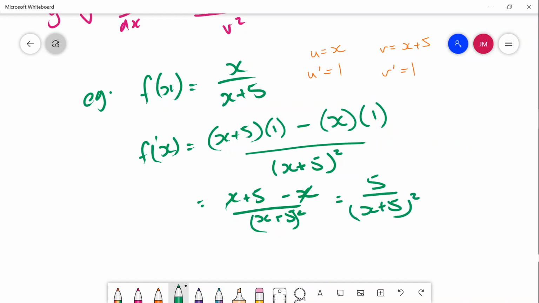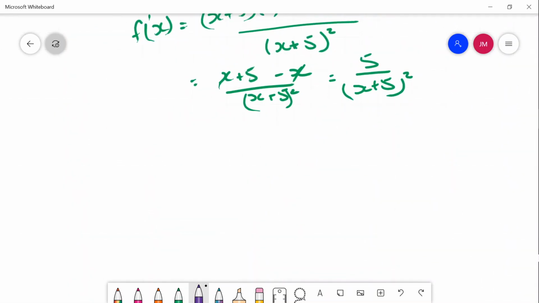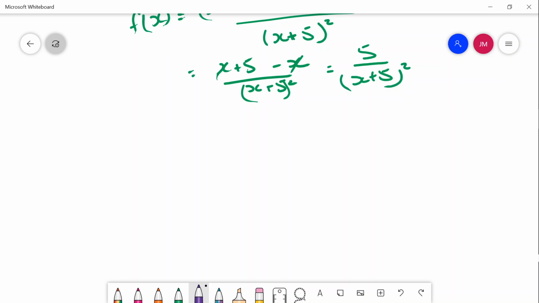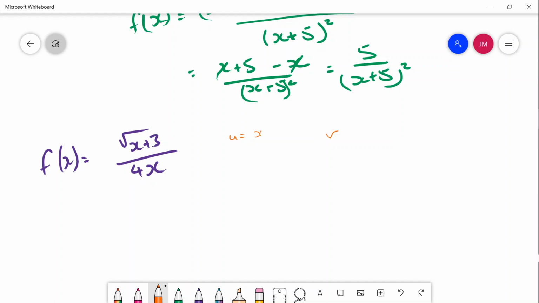Nice, neat little example. Just because I'm feeling adventurous, let's look at a harder one. Now, don't want to bite off more than I can chew here. Let's go f of x equals the square root of x plus 3 all over 4x. So I always start, I write my u's and v's. u is the square root of x plus 3, which is x plus 3 to the power of a half.